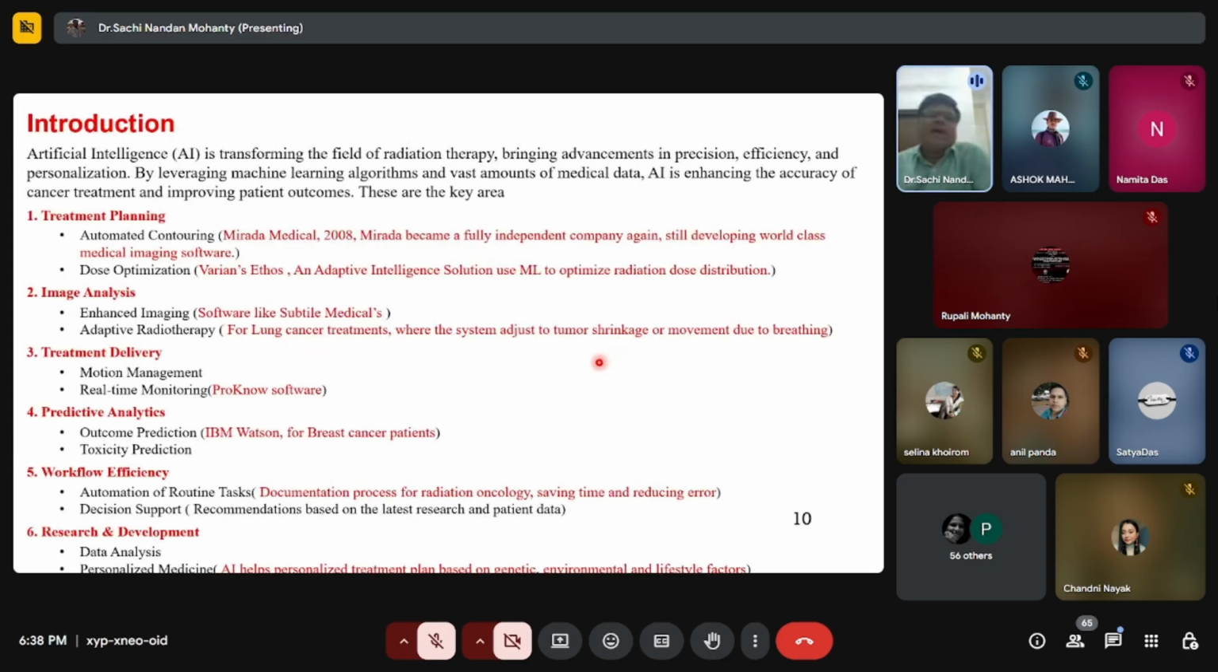Now coming to artificial intelligence, how artificial intelligence is transforming radiation therapy. Radiation therapy is one of the common treatment procedures when you identify cancer in the brain or any other type of cancer. Besides radiation therapy, there is chemotherapy, and then there is surgery. And recently a new technique has arrived, called immunotherapy.